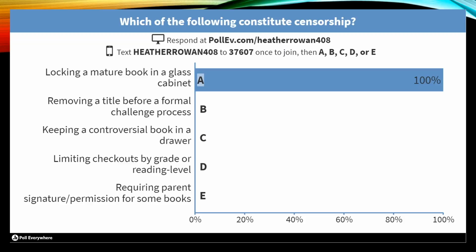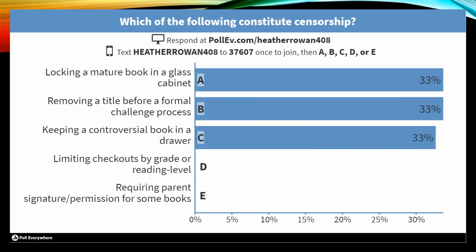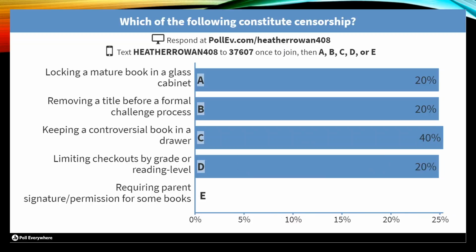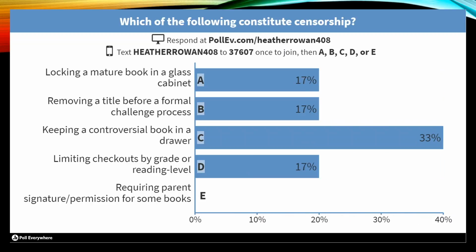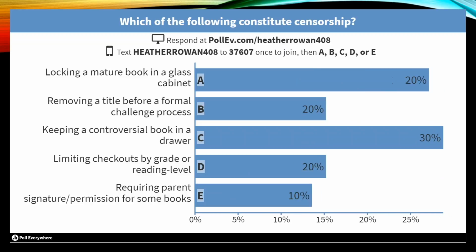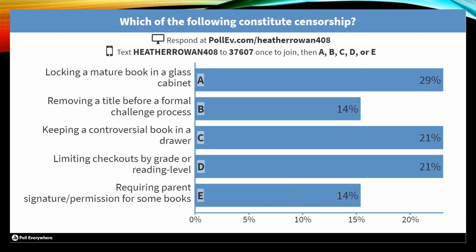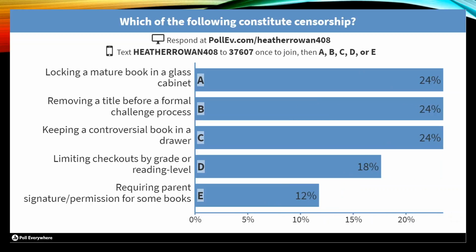For sure, Harry Potter in particular was subjected to this quite often, as was Twilight. Removing a title before a challenge process: I Am Jazz and other books depicting teen sexuality tend to do that. Keeping a controversial book in a drawer, this is the fate of And Tango Makes Three. Limiting checkouts by reading level, that's where we were talking about Hunger Games. It happens a lot with Hunger Games and Twilight.